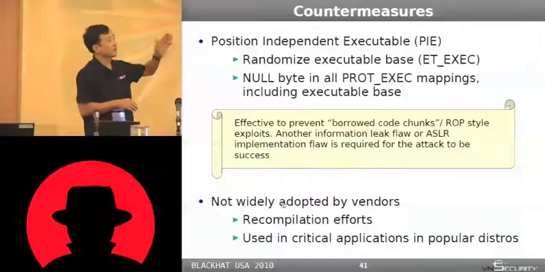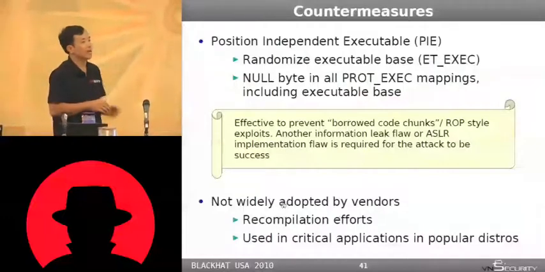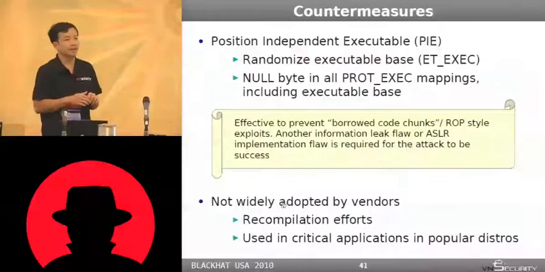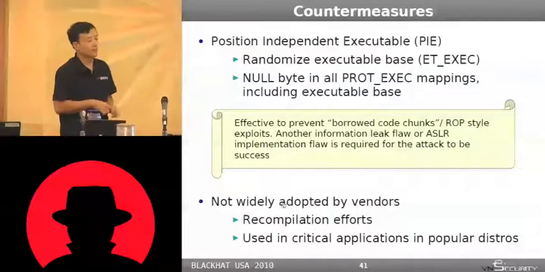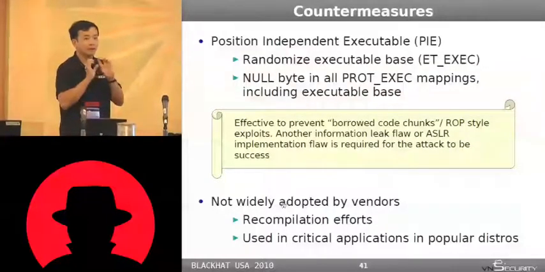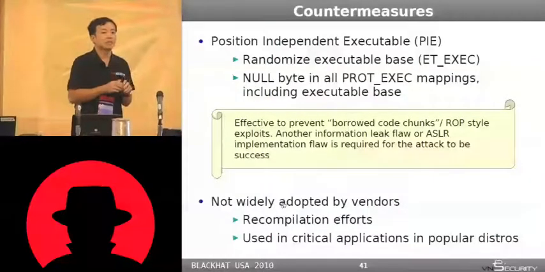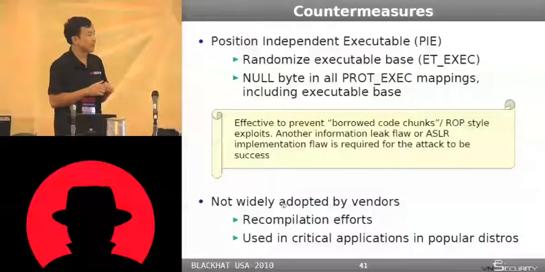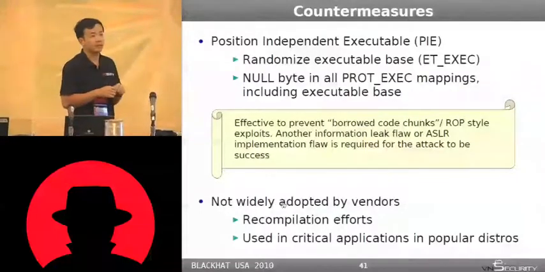So far, the position independent executable is the most effective countermeasure to block return-style exploits, but it's not widely adopted by vendors. You can see a lot of applications are not compiled with the PIE option because it requires recompilation, and some applications may suffer a performance penalty. So it's currently used in the most critical applications in popular distributions.